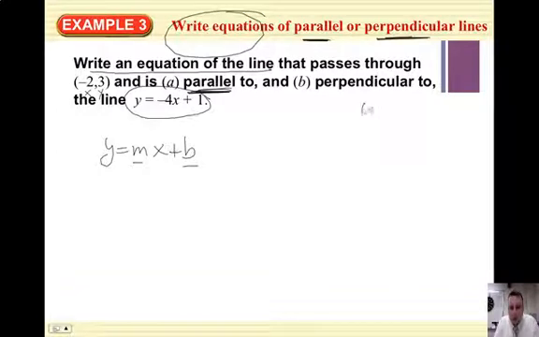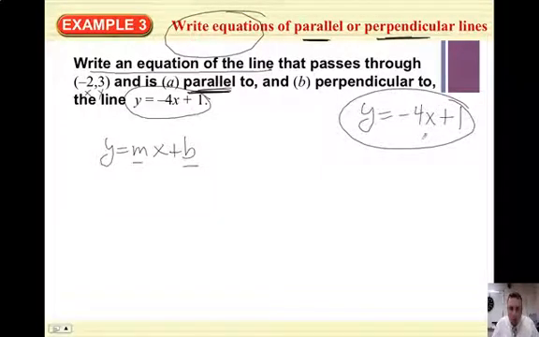So if something's parallel, I told you before, what do you know about parallel lines? They have the same slope, right? So if this is your one line, the line that's parallel to this line has to have a slope equal to the same as this. If this slope is negative 4, the line parallel should be negative 4.